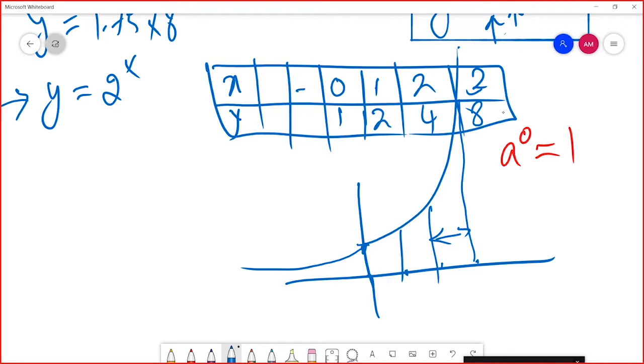If I put -1, it would be 1 over 2. Do you see that this is 1 over 2? This is from the indices law: 2 raised to the power -1 becomes 1 over 2. Remember? What would be at -2 if x is -2? It will be 1 over 4. Yeah, very nice.